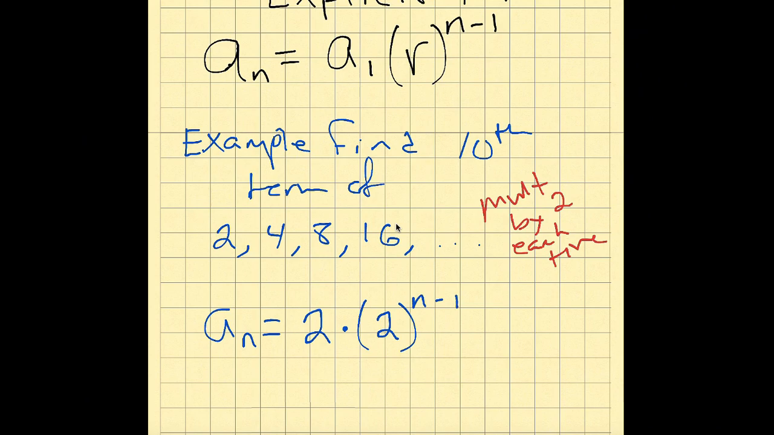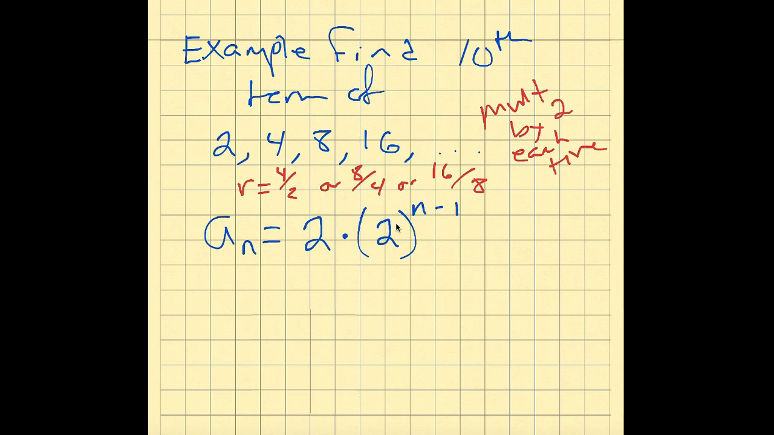Remember, in this problem, r is equal to 4 divided by 2, or 8 divided by 4, or 16 divided by 8. It's whatever the next term divided by the one before it is. And that's what we get for r. So if we wanted to find the 10th term, a sub 10 would be 2 times 2 to the 9th. And then we just calculate that out.